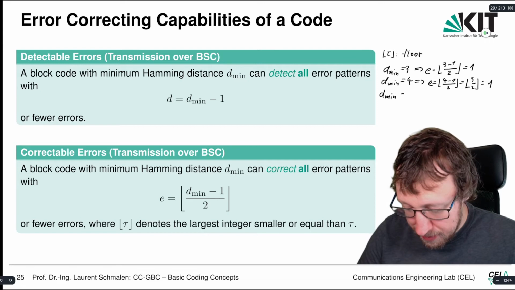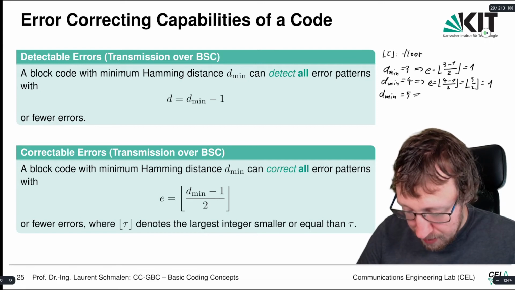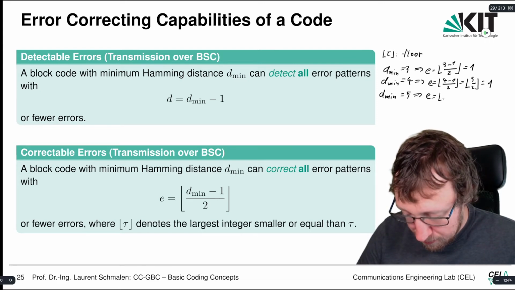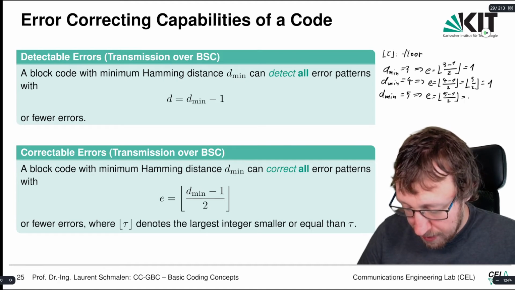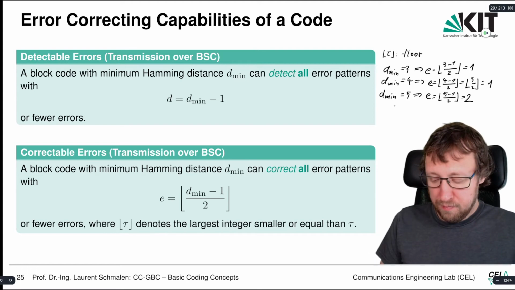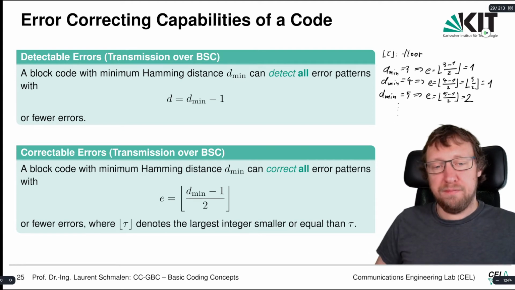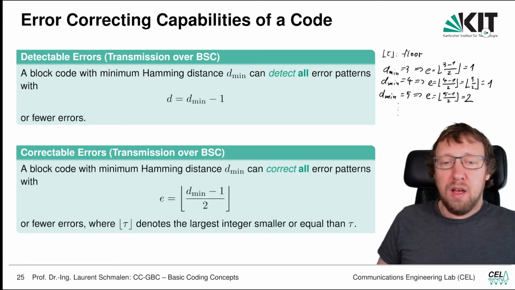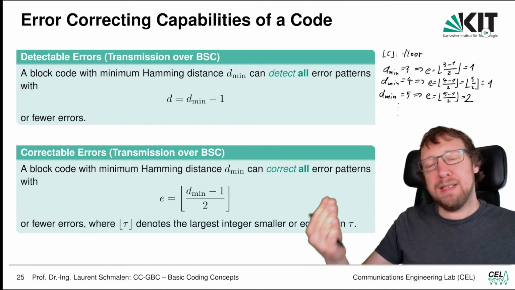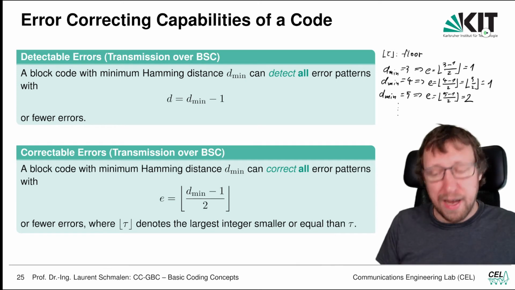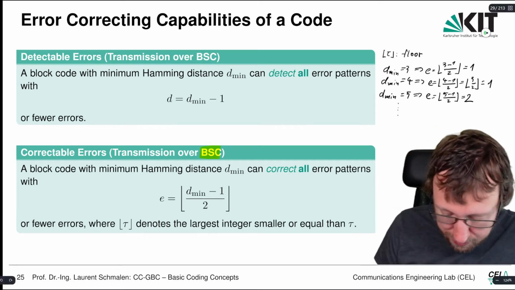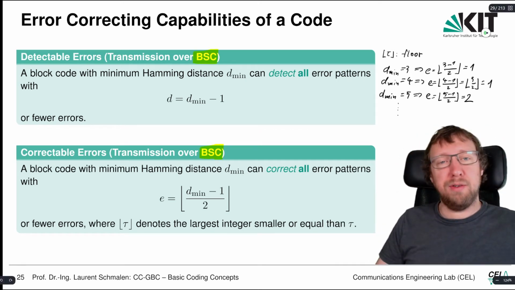The minimum distance is equal to 5. That means E is equal to (5 minus 1) divided by 2, and this is equal to 2. And so on. So essentially, the minimum distance minus 1 divided by 2 is the number of errors that you can correct if the transmission happens over a binary symmetric channel.